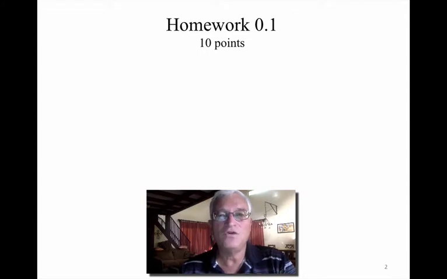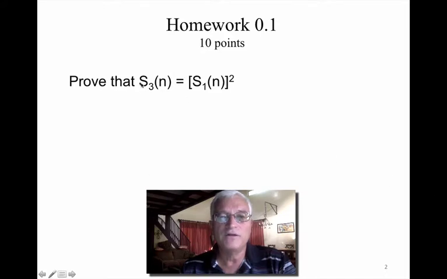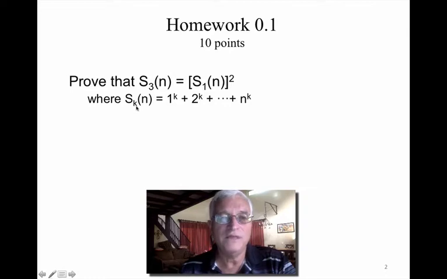So let's take a look at homework 0.1. It is worth 10 points. And we're to prove this rather odd looking formula that S3 of n is equal to S1 of n squared. Well, what does that mean? Let's first look at a definition of S sub k of n, where k can be any integer at all. So S sub 3 of n, using this formula, would be 1 cubed plus 2 cubed plus 3 cubed plus and so forth until you get to some finite stopping value, which we're calling n. So n is not infinite, n is always finite, but it's arbitrary. It could be any integer at all.